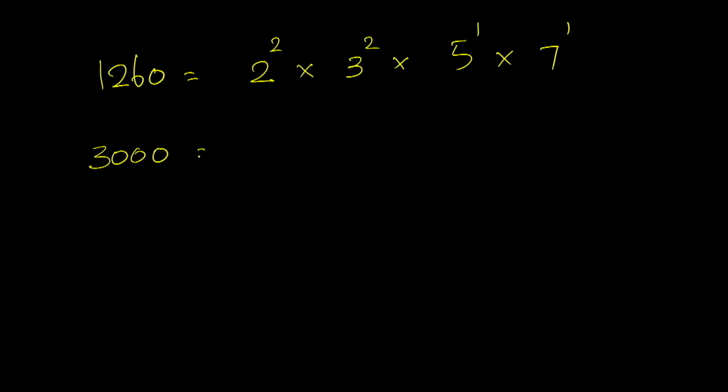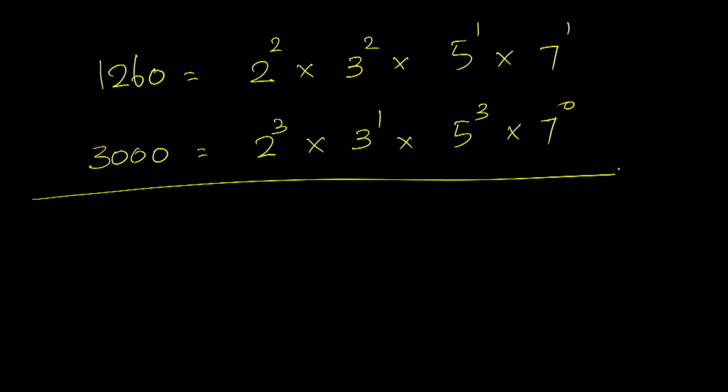As an example, consider 1260, which can be prime factorized into 2 power 2 multiplied by 3 power 2 multiplied by 5 multiplied by 7. And consider the number 3000, which is... for uniformity, let us include 7 here.